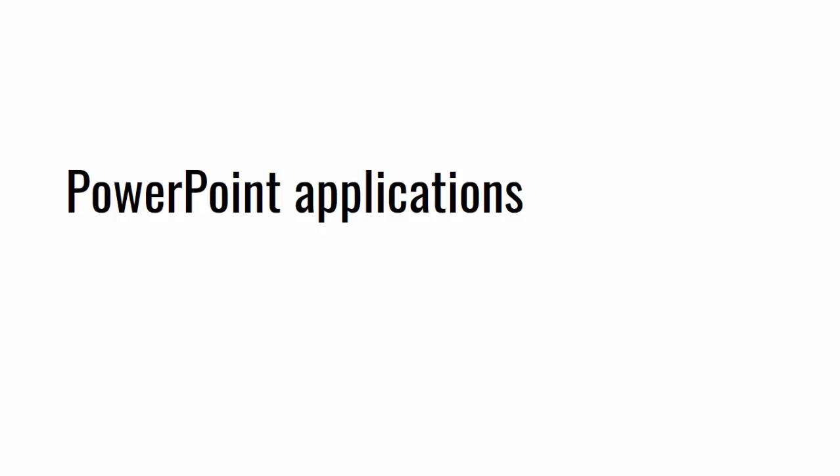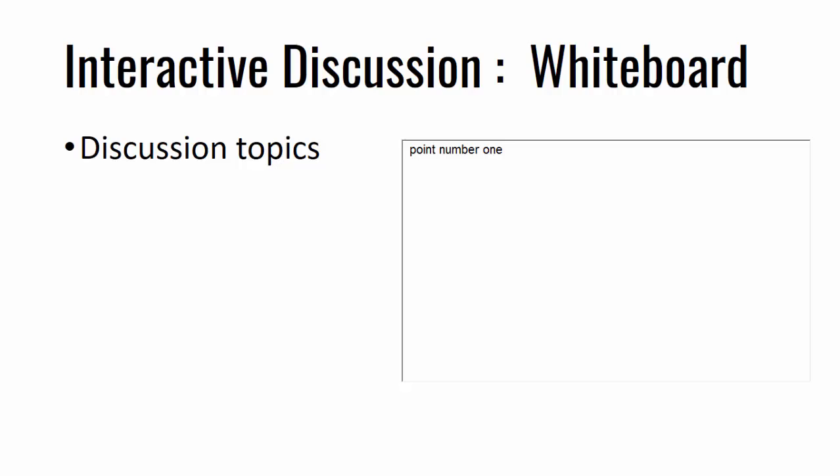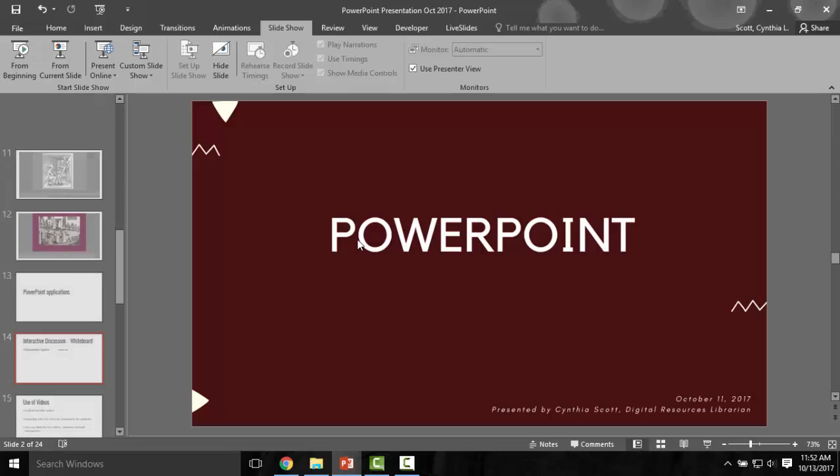So in addition to using images in PowerPoint slides, you can also incorporate other applications such as whiteboards, videos, websites, and polling questions. And this is an example of the use of a whiteboard. And let me show you how you would set up a whiteboard in your PowerPoint slide. So let me get out of my slide share.